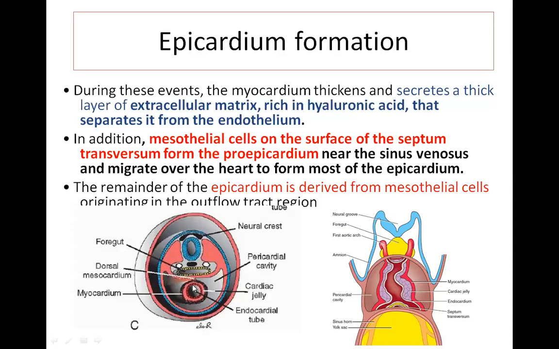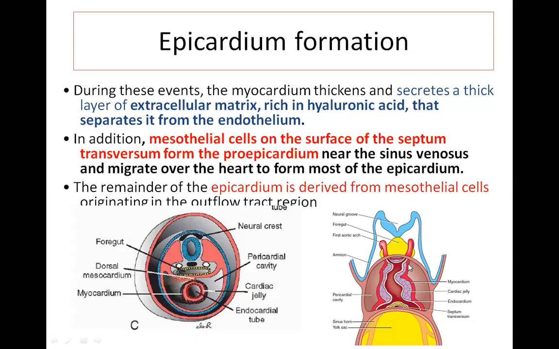So during these events, the myocardium will secrete a thick layer of extracellular matrix, which is rich in hyaluronic acid, that separates it from the endothelium. Okay. So in addition to this cardiac jelly, there are some mesothelial cells.